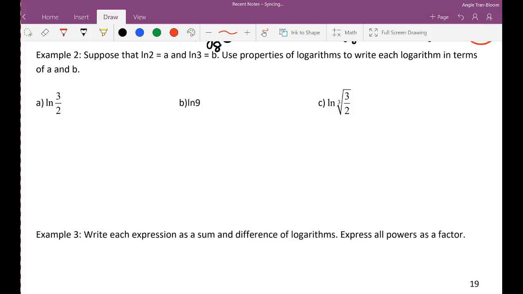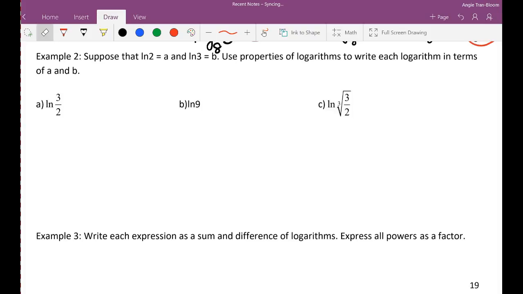So guys, example 2, 3, and 4 are pretty much testing to see if you know your properties. That's all that is, okay? So A, ln 3 divided by 2. What property are we going to use for this one? You are dividing in log. According to your video notes, it says what when you divide? Difference. Difference means what? Add, subtract, multiply, divide, subtract.